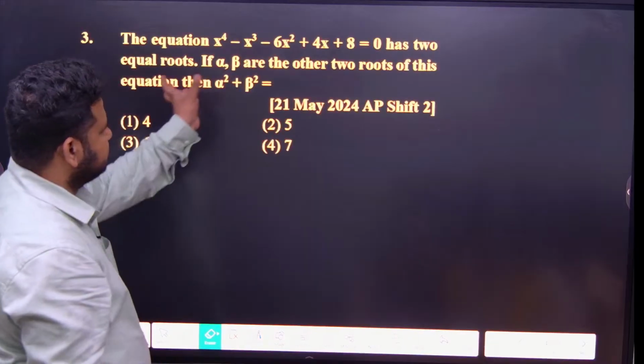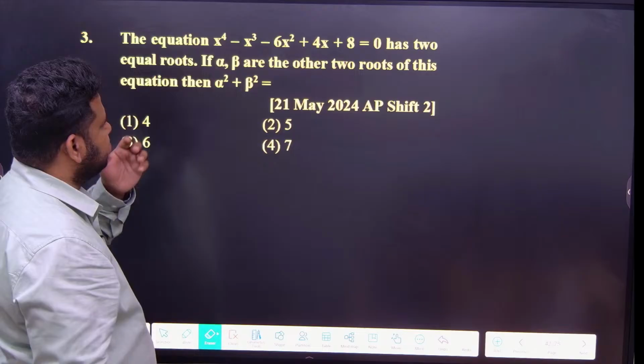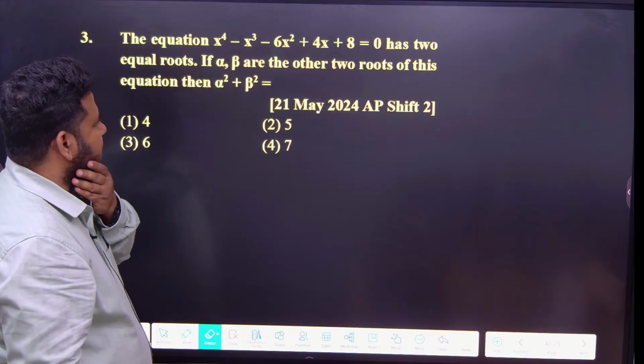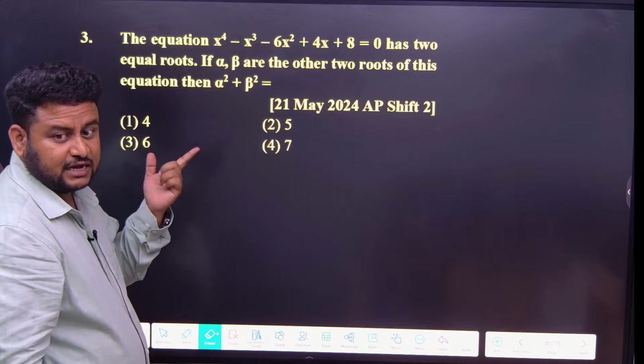So what are they telling? This equation has two equal roots. First thing, equal roots they are telling. Next they are telling alpha, beta are the other two roots of this equation, then alpha square plus beta square. So you don't have to find the equal roots, you have to find the other roots.